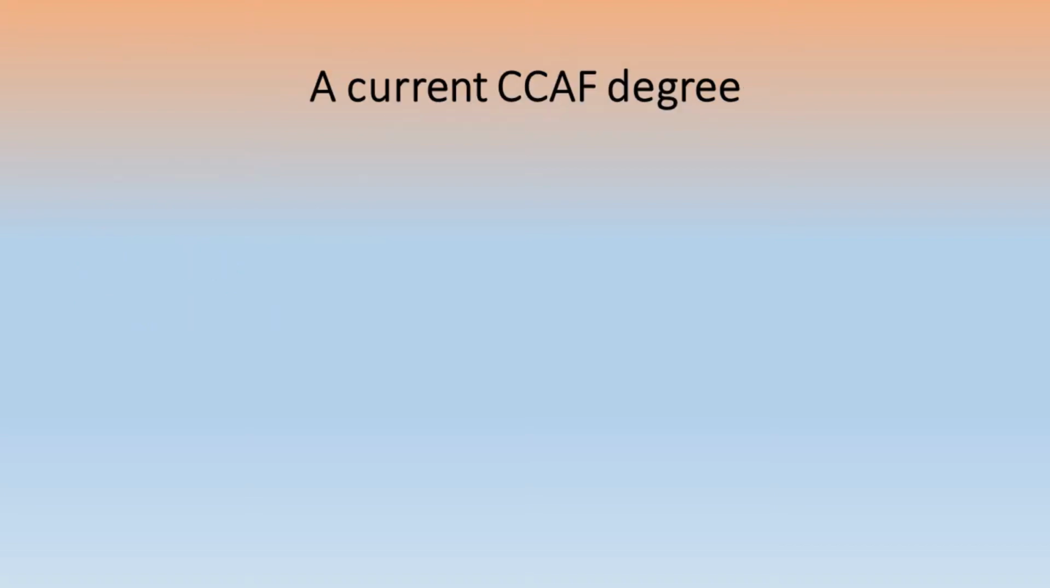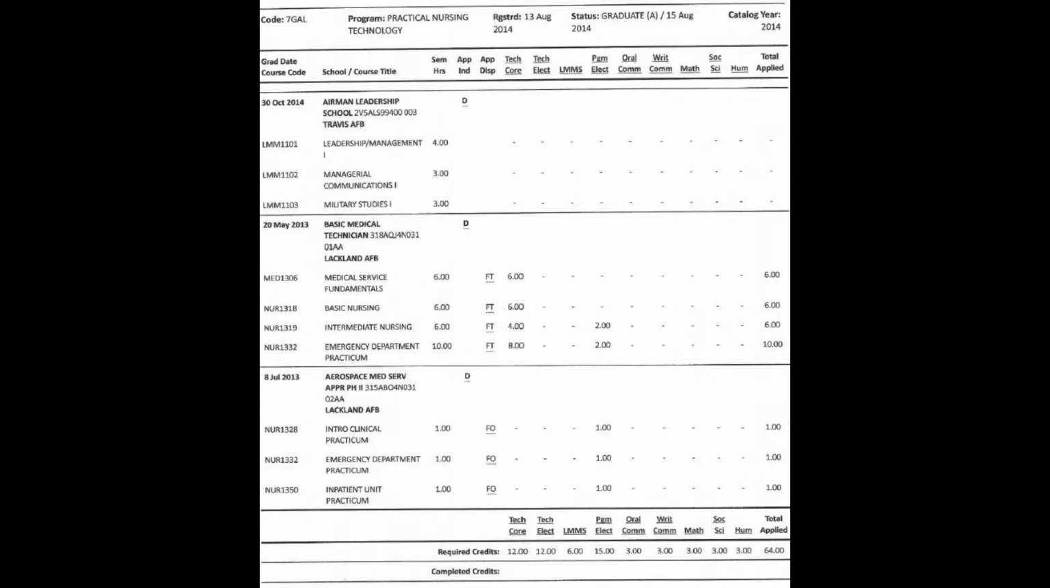Here is what a current CCAF degree plan looks like at the time of shooting this video. As you can see, the different general education requirements are outlined on this plan. The ones that we'll be looking at today are the Leadership, Management, and Military Studies, or LMMS, Oral Communication, Written Communication, Math, Social Science, and Humanities.